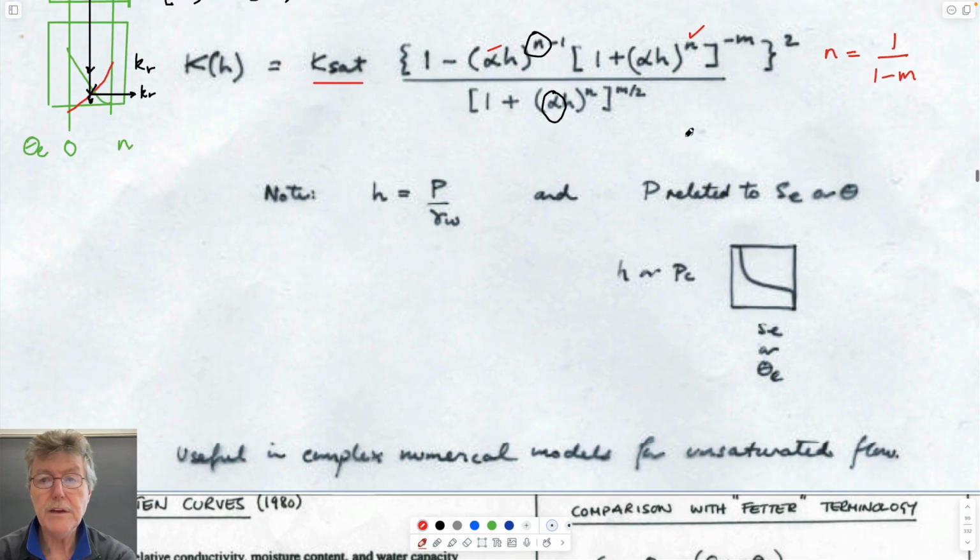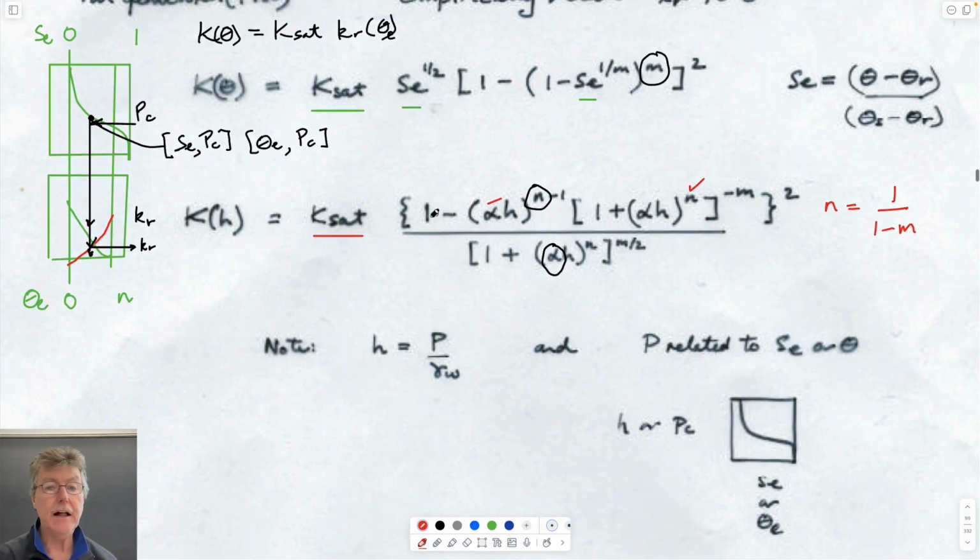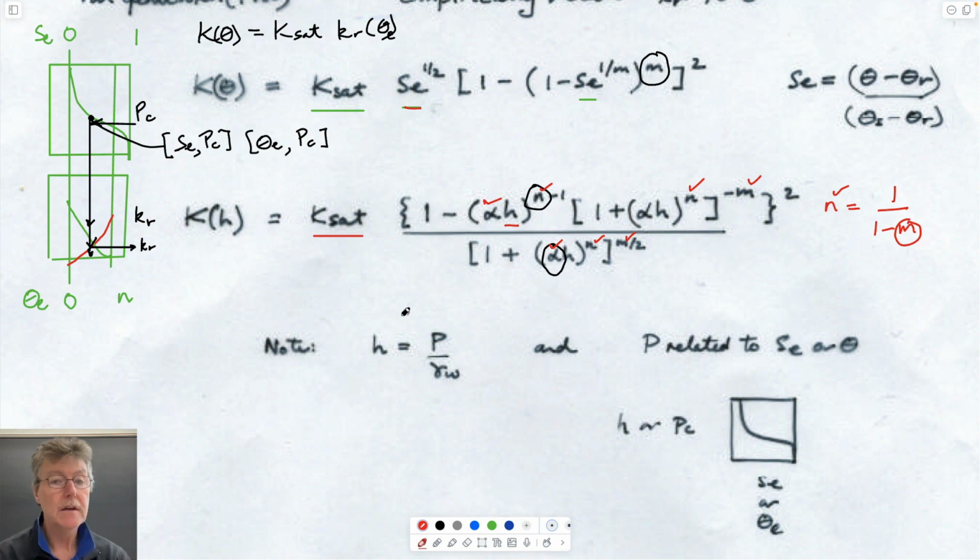So if we each have values of N and alpha that describe the system, and if you have N, you can calculate a value of M, so you have M as well. So you have all of these terms that you need to be able to fill in this expression. Not a very simple expression, but you have everything you need, and you get the value of permeability, hydraulic conductivity, as a function of either head or as a function of effective saturation. So you're able to describe exactly this curve.